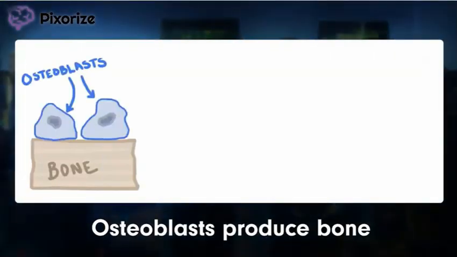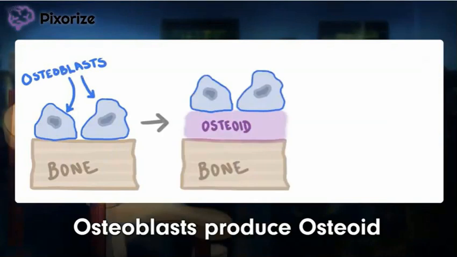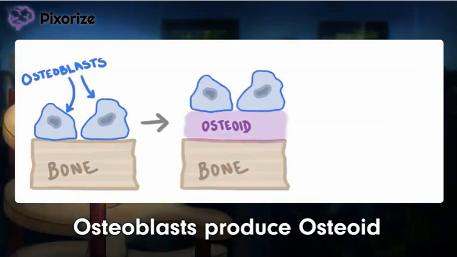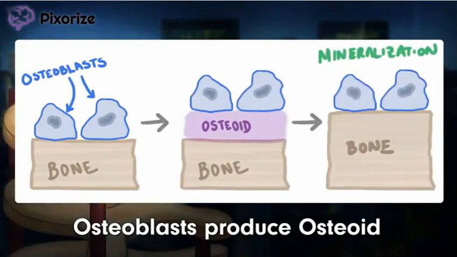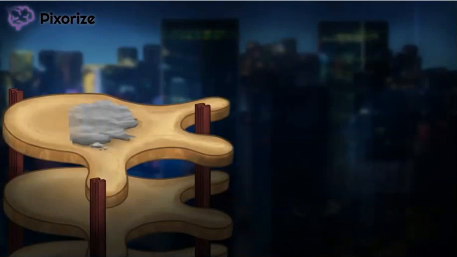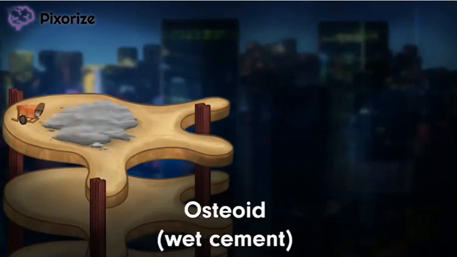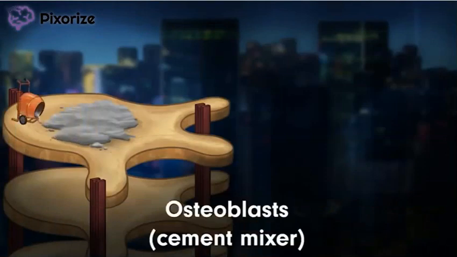Recall from physiology that osteoblasts are the cells that produce bone. More specifically, they produce a substance called osteoid, and that osteoid is later mineralized into mature bone. At Pixorize, we use wet cement to represent osteoid, so cement mixers therefore represent osteoblasts. Because osteoblasts produce osteoid, got that?